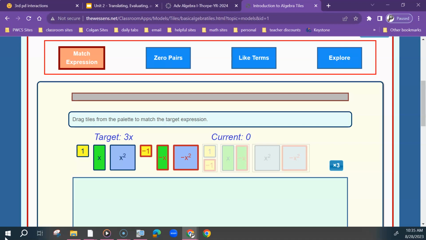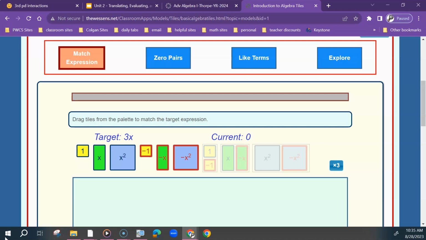Then find your rectangles. They are green and red. The green side, they're X's. Green side is your positive X. Red side is your negative X. And then find your big squares. Those are your X squares. Blue side is positive X squared. Red side is negative X squared.